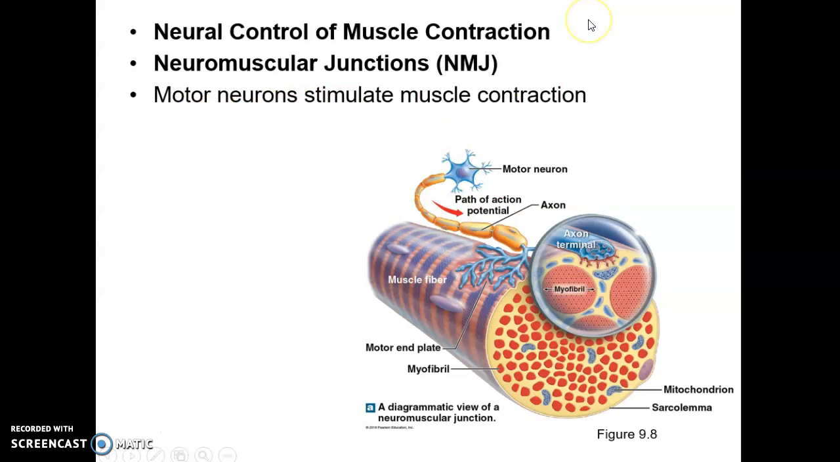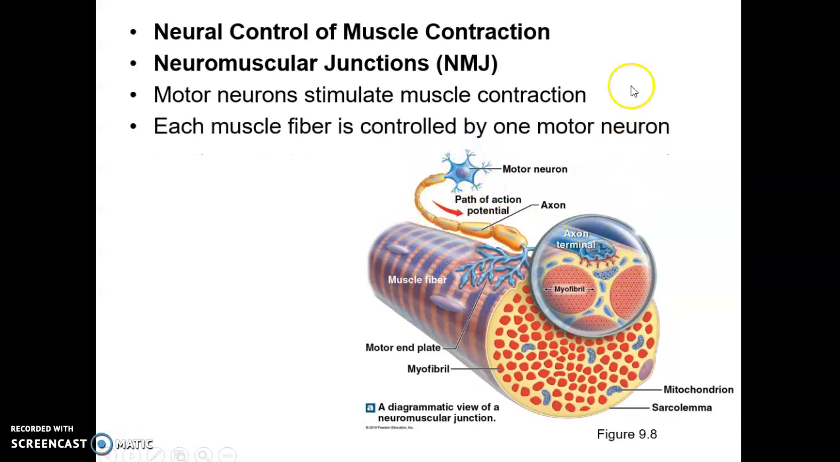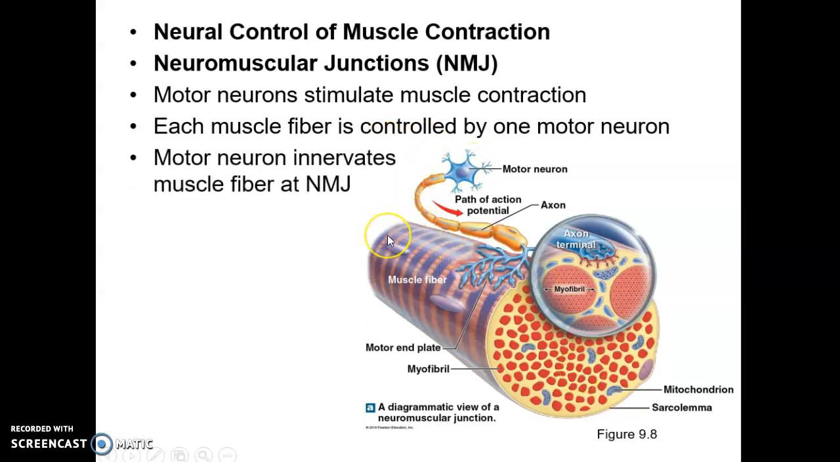So these motor neurons stimulate muscle contraction. In your brain, you have neurons that generate an action potential. Those neurons synapse with neurons in your spinal cord. They synapse with these motor neurons, and the action potential shoots all the way down to the axon terminals. So that's under conscious control. Okay? And each muscle fiber is controlled by one motor neuron, and each motor neuron controls multiple muscle fibers, as we'll get into. But here we're just showing a one-to-one relationship.